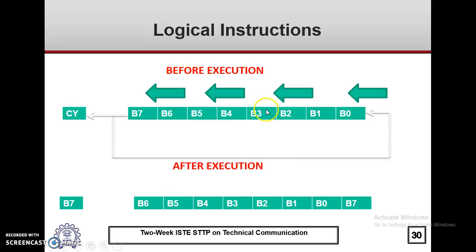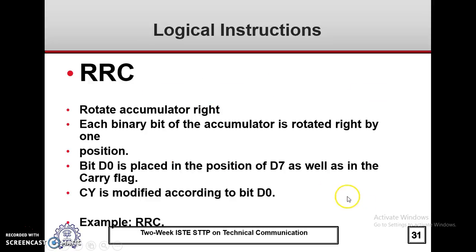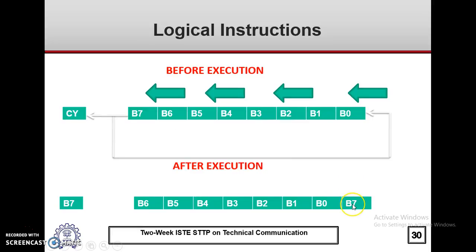Now see an example. Suppose this is D0, D1 up to D7. After execution of this instruction, each bit will move to the left, the content of D7 moves to the carry, and at the same time will reach D0. So this one is the status after execution of the instruction. You can see here D7 moves to the carry, at the same time to the D0 position, and each bit is moved by 1 position to its left.